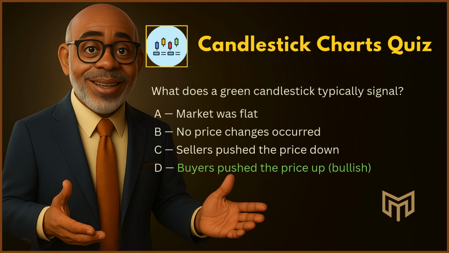The correct answer is D, buyers pushed the price up. A green candlestick reflects upward or bullish momentum, showing buyers were in control during that period.